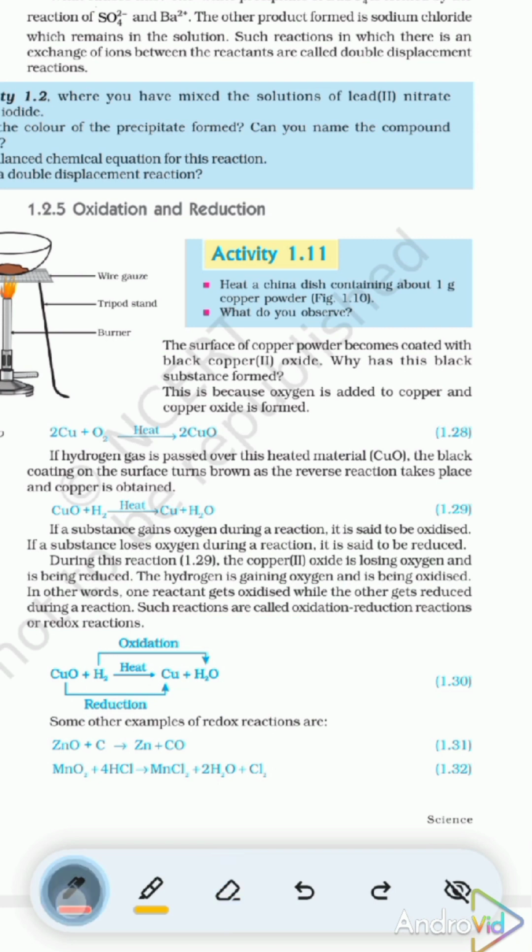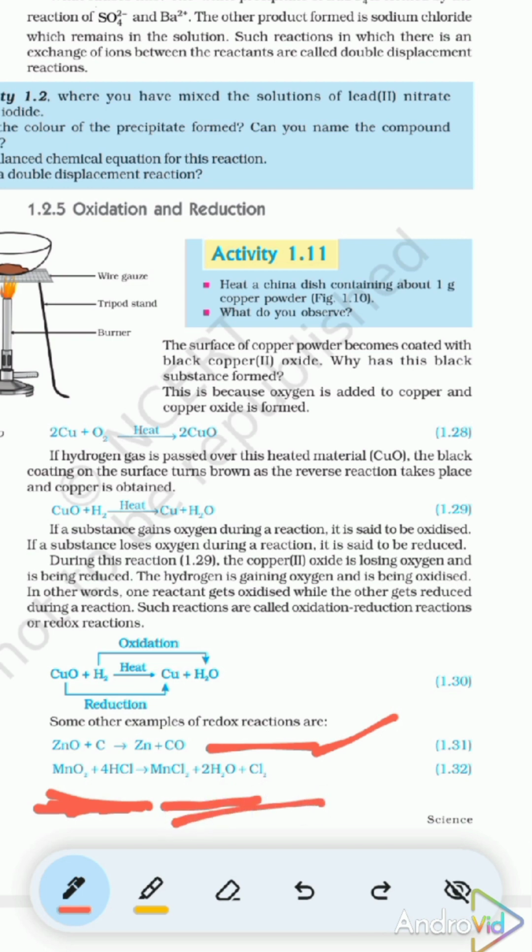Some other examples of redox reactions would be zinc oxide when reacted with carbon would give zinc plus carbon monoxide. Similarly, manganese oxide plus 4HCl, that is hydrochloric acid, would give rise to manganese chloride plus water plus chlorine, which is represented by equation 1.3.2.